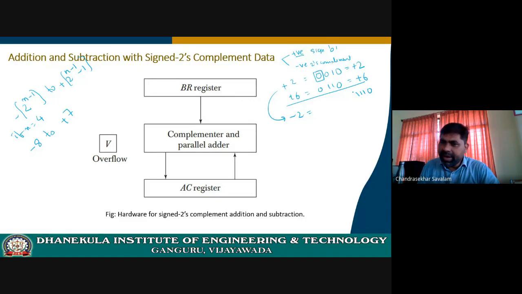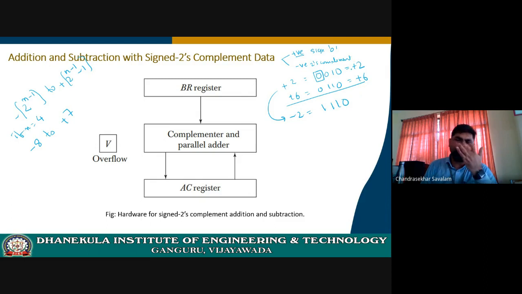Simply, in all the minus numbers, the MSB should be 1. You can check any number. All the negative numbers, the most significant bit should always be 1, even in 2's complement. Understand, students? So an MSB of 1 means by default this is a negative number in 2's complement form. Okay? So these are the actual representations of 2's complement.